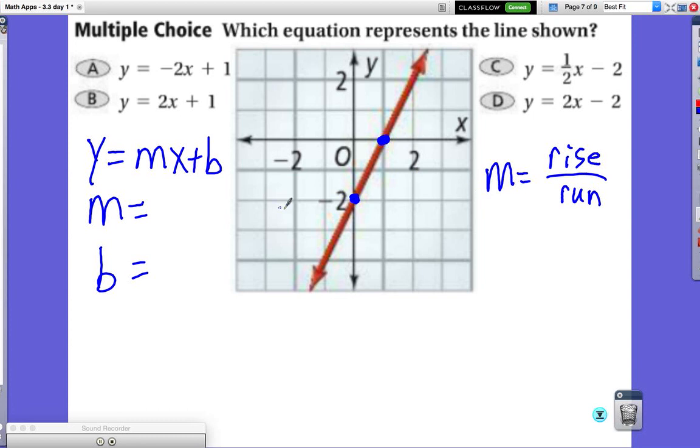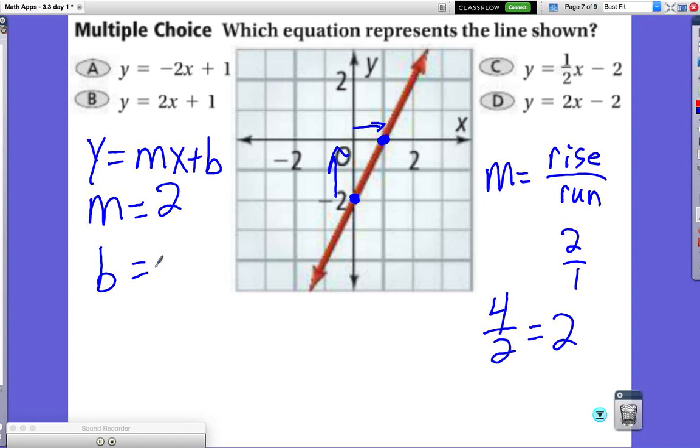It looks like the line is going up, so we go up 2 and over 1. This is simplified already. If you would have picked this point up here and gone up 4 over 2, 4 divided by 2 equals 2. So you can just write 2 as your slope, since 2 over 1 equals 2.